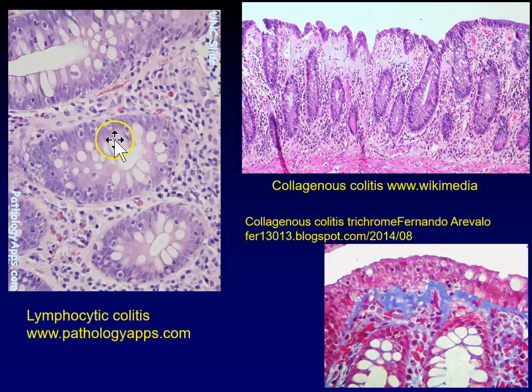On the left is lymphocytic colitis, and you can see lymphocytes in the epithelium and increased mononuclear cells in the lamina propria. Collagenous colitis, seen on the right at the top, you can see this thicker collagenous band under the epithelium. Here's a trichrome stain which stains the collagen blue, and you can see this thickened band there.